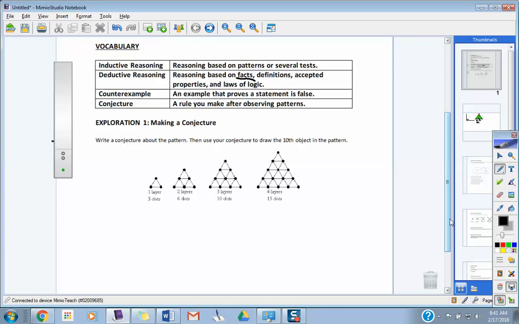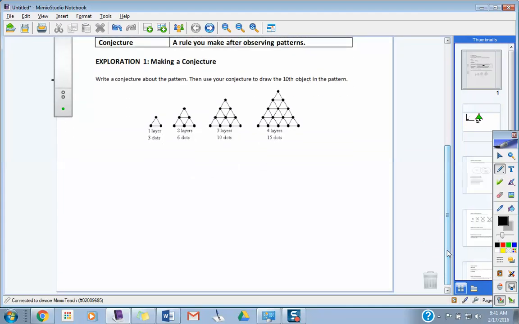So take a look at example one in your notes. Do you guys all have that? Okay. Right here, it says write a conjecture about the pattern, and then use your conjecture to draw the 10th object. It says layers in your notes, but in this one I've got specifically what type of shape each time. The outline would form a triangle. So here's shape 1, shape 2, shape 3, shape 4.